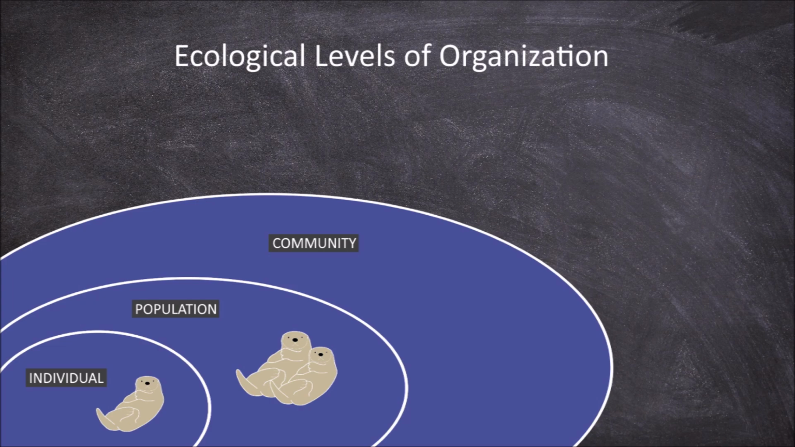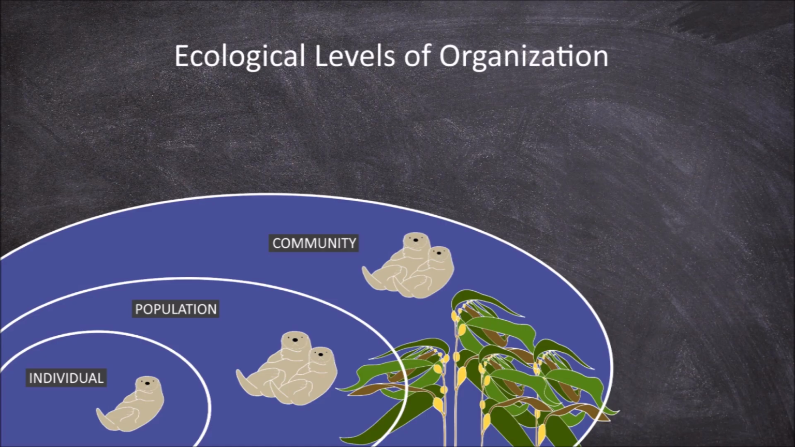The next level up is the community level. When we look at the community level, we are looking at the relationship of all the populations of different species within an area. This would be looking at how our population of sea otters interacts with other populations of other species in the area. For example, how these sea otters interact with the kelp population, sea urchin population, or even the orca population in the area.